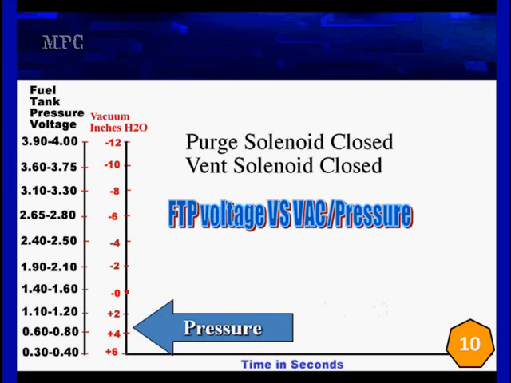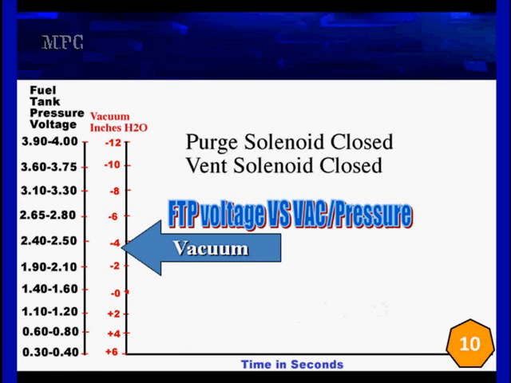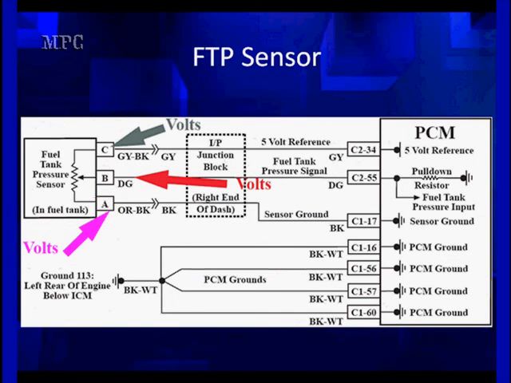Now, if we build pressure, the numbers go positive and the fuel tank pressure voltages go down. If we get down around 4 inches of water positive, we're down around 0.7 volts. If we have a vacuum, on the other hand, we're going to go up. So if we get up around 2.4, 2.45, we've got about 4 inches of water vacuum. So this is what we're looking at.